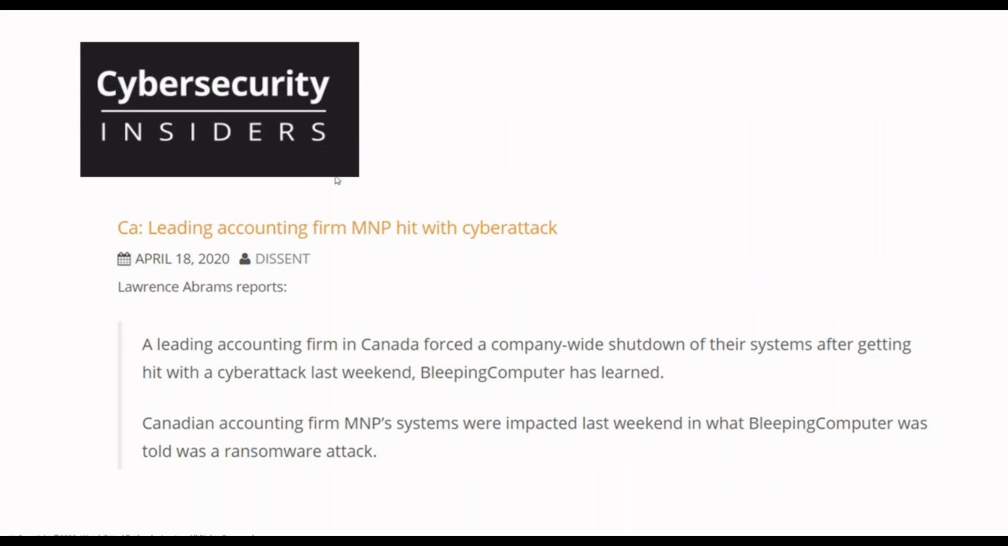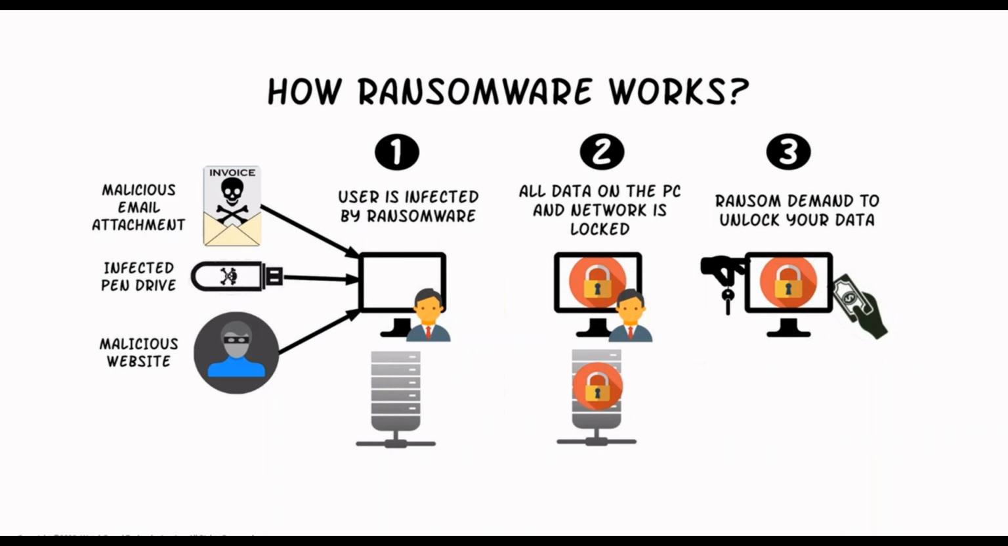Another one here from Cybersecurity Insiders, dated April 18, 2020, reports that a leading accounting firm was hit by a cyber attack. What I wanted to pinpoint here is that it doesn't matter what industry you are in or what your size is, you are a target. Now, how ransomware works.